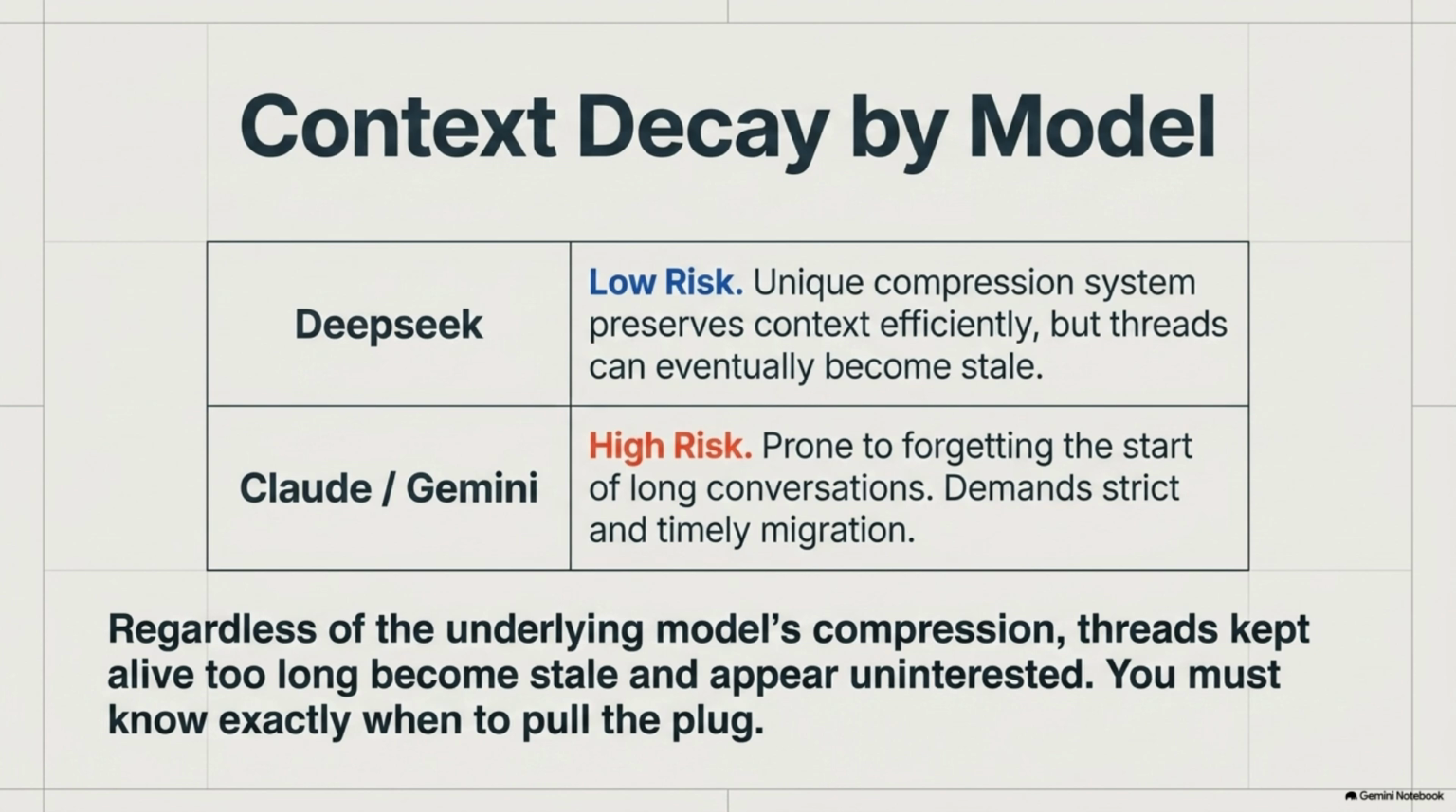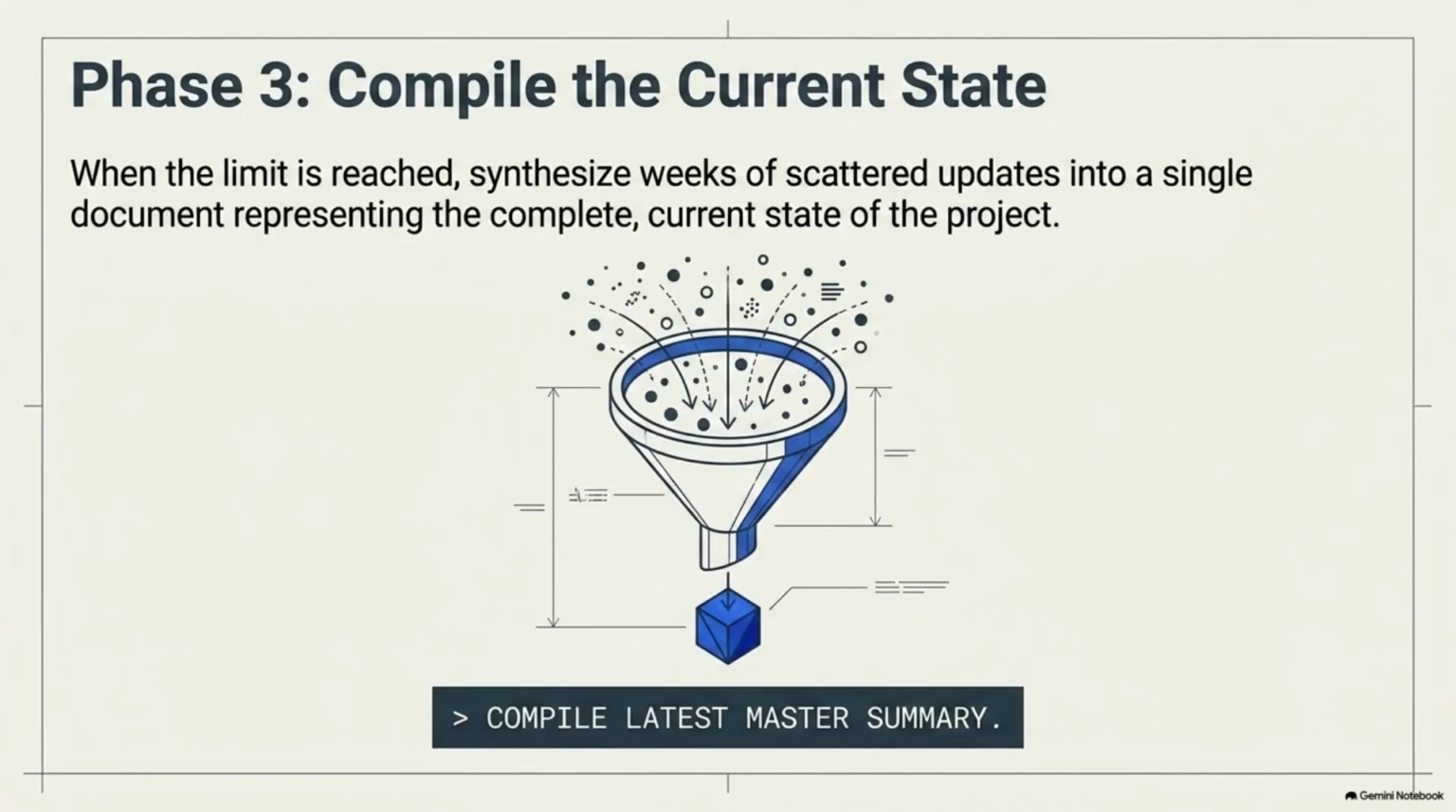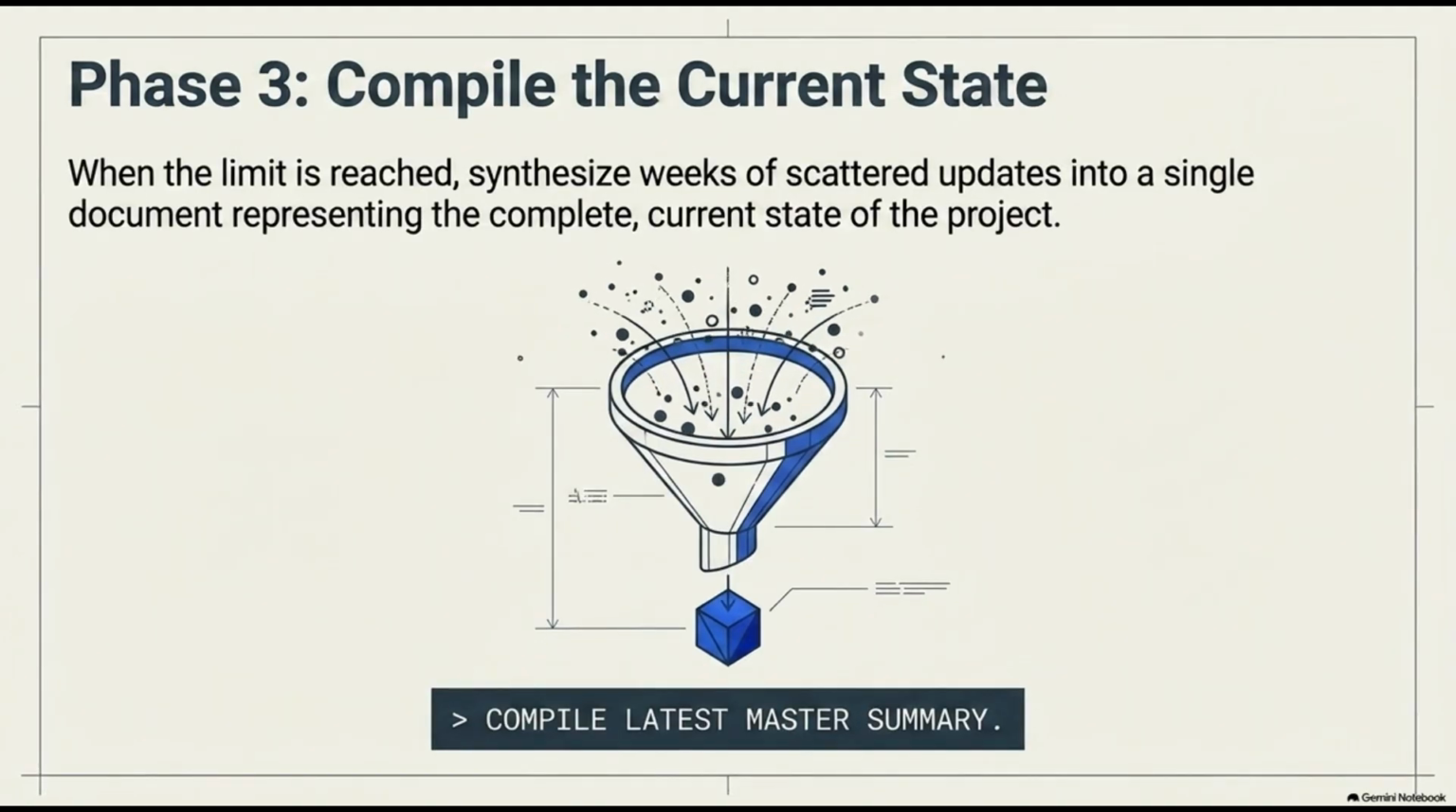But how do you know when it's time to migrate for real? Here's a trick I use. Open the thread in your browser, go to print, don't actually print it, just have a look at the page count. When that number gets to roughly 400 pages, it's time to move. At that point, go to your MSG thread and give it the command compile latest master summary. The MSG will take all the updates it's collected and produce the complete current state of the project.